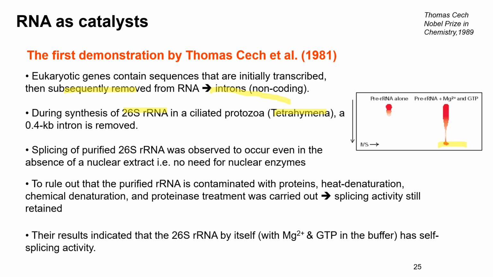Yet they unexpectedly found that protein was not needed for splicing, as in the negative control without nuclear extract, splicing could occur as long as salt and GTP were available in the buffer. Further confirmation by using protein denaturing conditions to remove any residual proteins led to the same results, showing that the 26S ribosomal RNA has self-splicing activity.